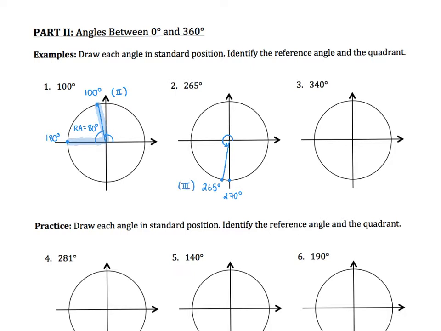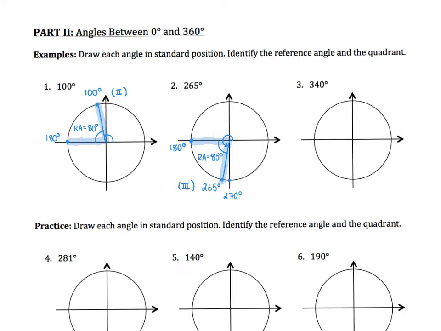And so now to figure out the reference angle, I'm going to figure out the angle between my angle and the closest x-axis. So again, I'll probably want to label this as 180 to make it easy to do my math, because then figuring out the reference angle is figuring out this distance right here. In other words, how far away is 265 from 180? And that would be 85 degrees.